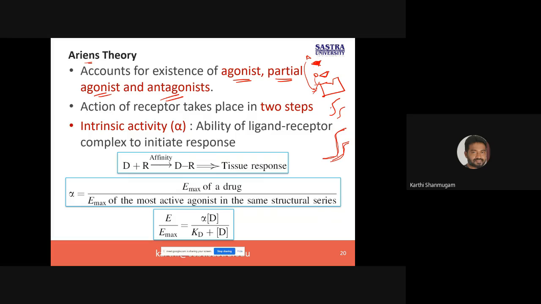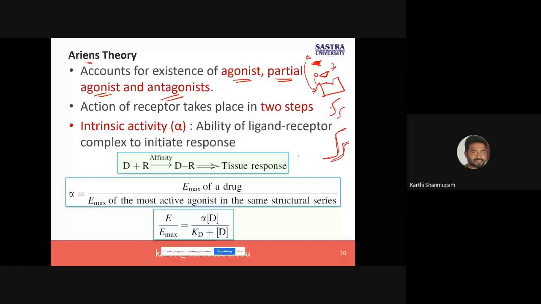So how do I say that? Because even if I increase the concentration of drug B, it is not able to increase the intensity of the response. The intensity of the response is very much limited. Are you able to understand that? Yes, sir. Okay, if you need some more examples, you can ask me. I assume that you understand.